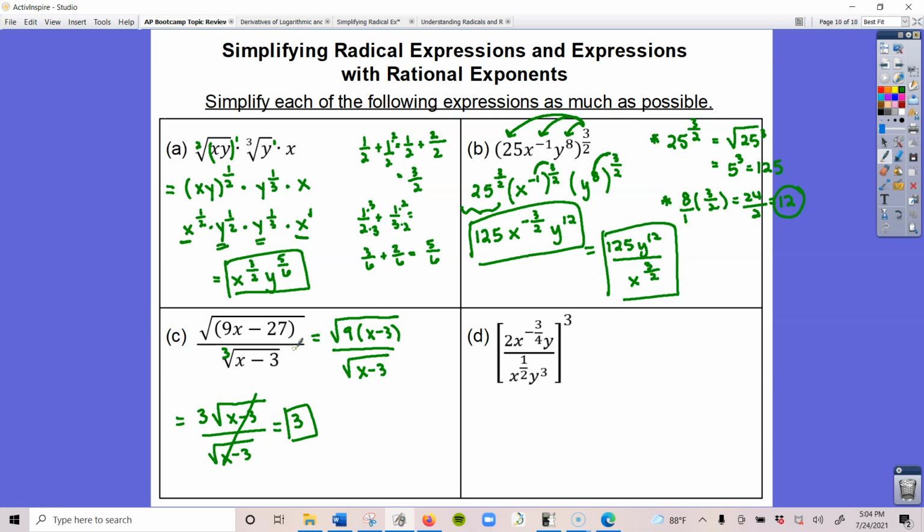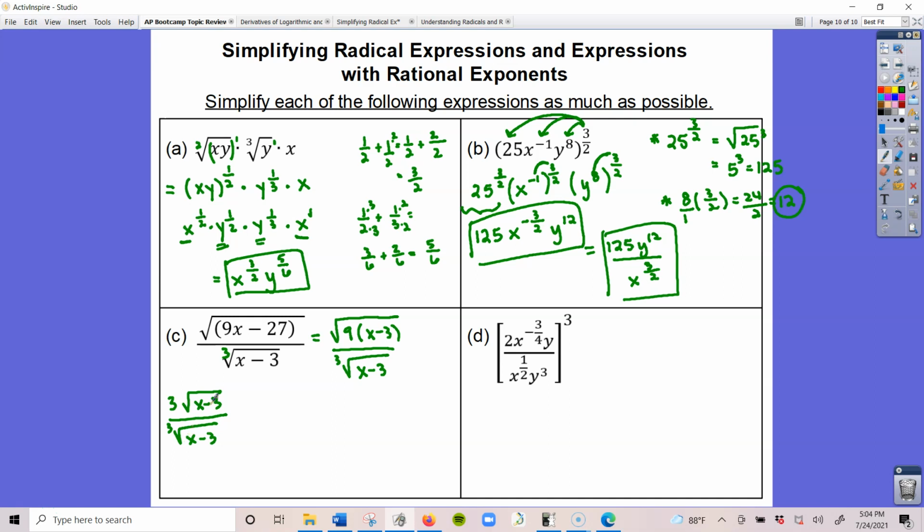Then what would happen is you could still start off this way. What I'm going to do is, this is a new problem, so I'm going to erase this here. So it's still the square root of 9 times x minus 3 over the cube root of x minus 3. We can still move out the 3, and we get the square root of x minus 3 over the cube root of x minus 3. We still have the same bases, but these don't necessarily cancel because the numerator is a square root, the denominator is a cube root.